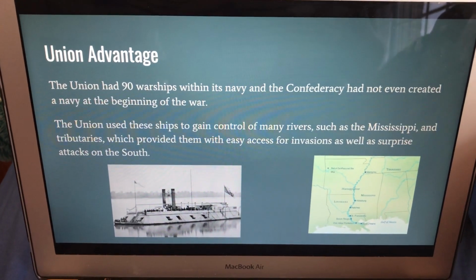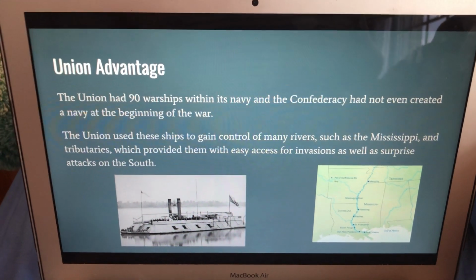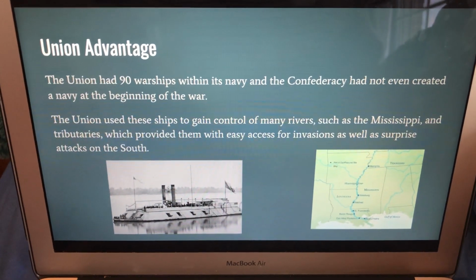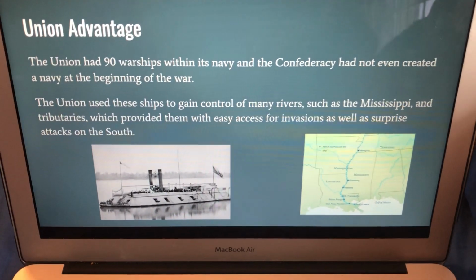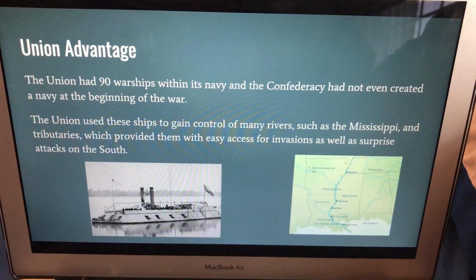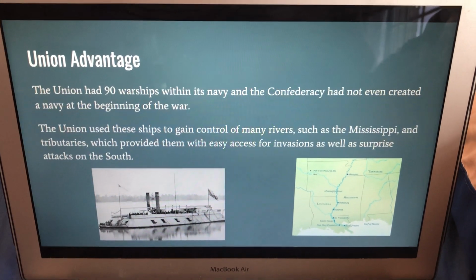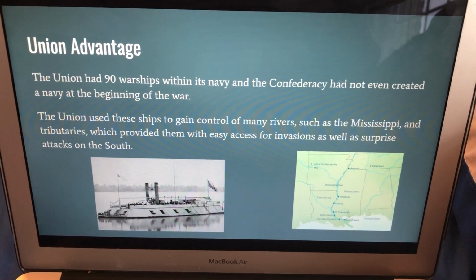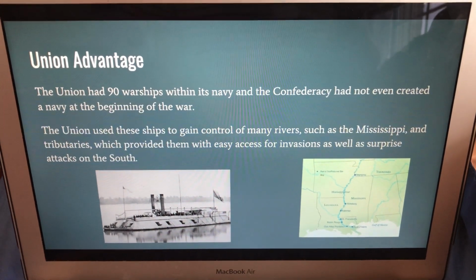Another advantage that the Union had was they had 90 warships within their navy, and the Confederacy had not even created an actual official navy when the war began. And the Union used these ships to gain control of many rivers, such as the Mississippi River, pictured here, and tributaries, which provided them with extremely easy access for invasions, and they could just sail on the rivers or in the tributaries and have surprise attacks that the South would not even see coming.